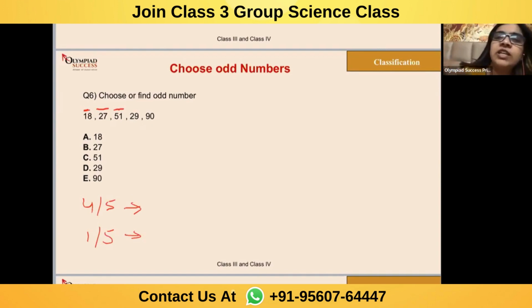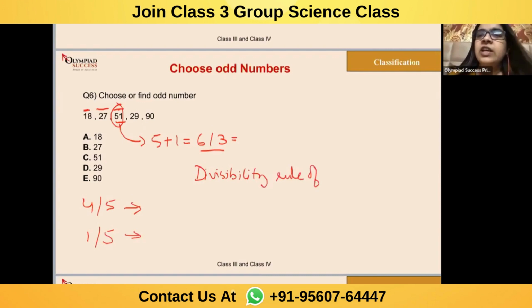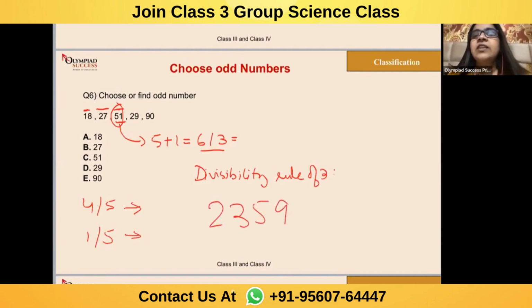The shortcut of checking it is 5 plus 1. If 5 plus 1 is 6 and 6 is divisible by 3, then the number is also divisible by 3. This is the divisibility rule of 3. Everyone can remember it. That means if I give you a big number, look everyone on the screen, 2, 3, 5, 9, 6, 7. Now can you tell me this is divisible by 3 or not?